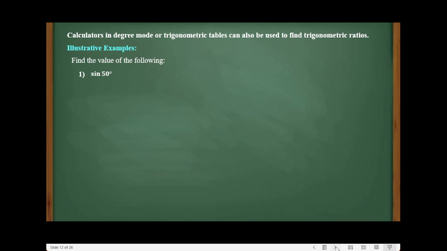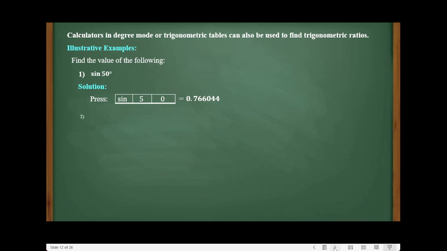Now, how do you use the scientific calculator to find the value of sine 50 degrees? This is what you're going to do. In your scientific calculator, you press the following buttons. Press sine and then type 50. Then afterwards, you press the equal sign. And it will give you a value of 0.766044. Okay?